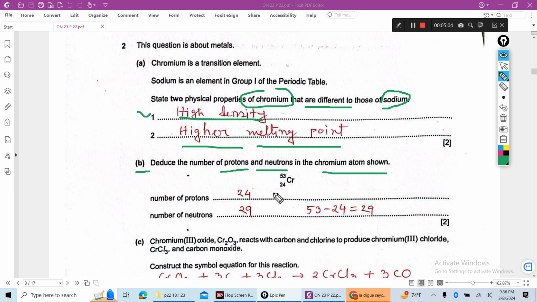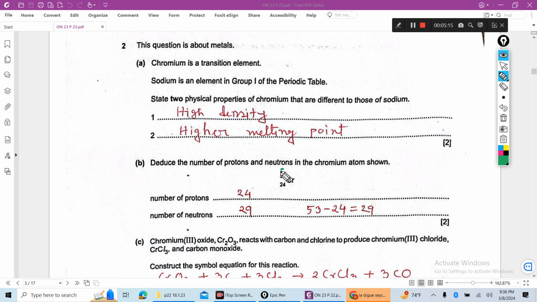Now B, deduce the number of protons and neutrons in a chromium atom. Here chromium: the number of protons is 24, the atomic number, and the number of neutrons will be the mass number, 53, minus the proton number, 24, is the number of neutrons.